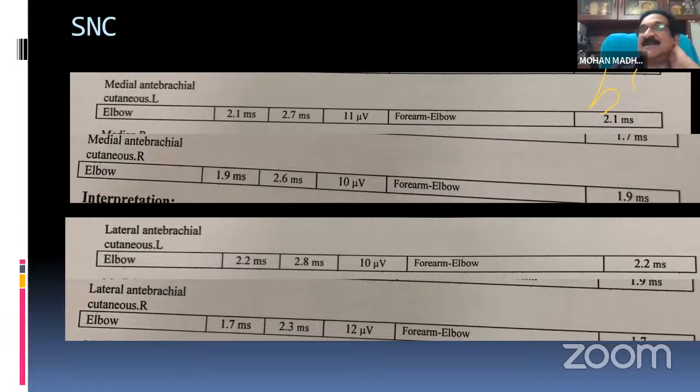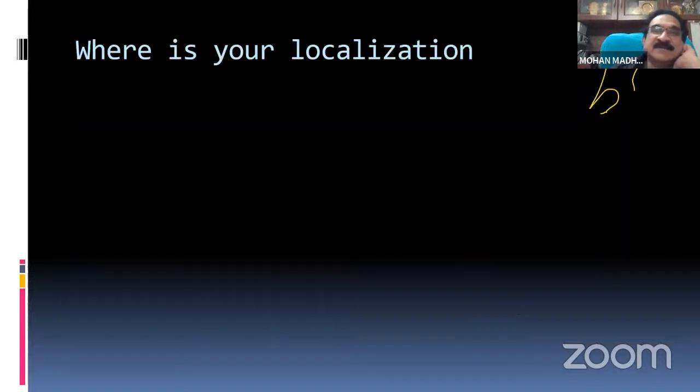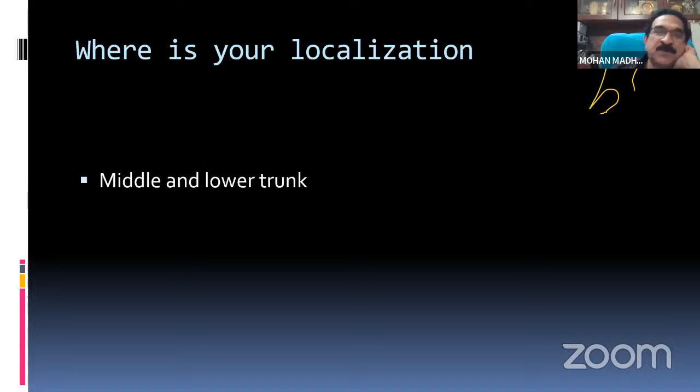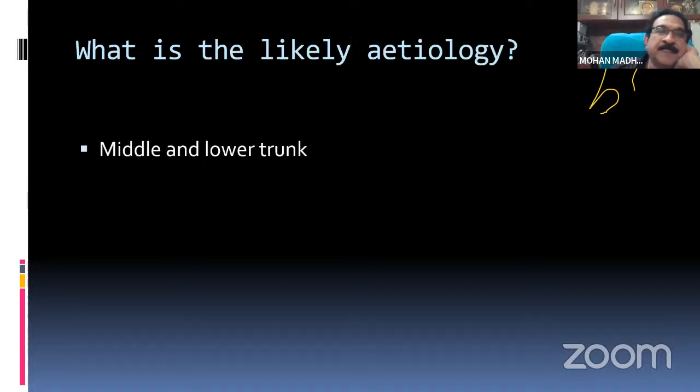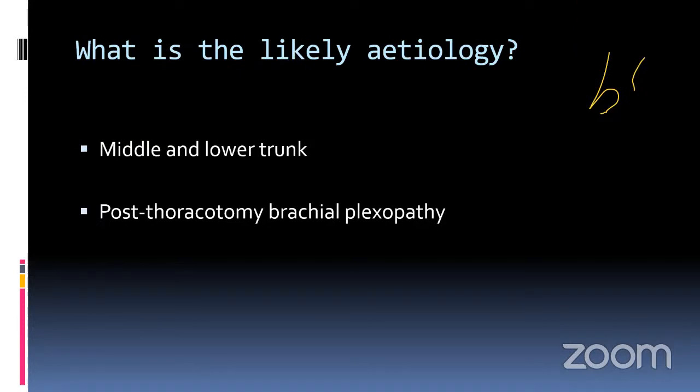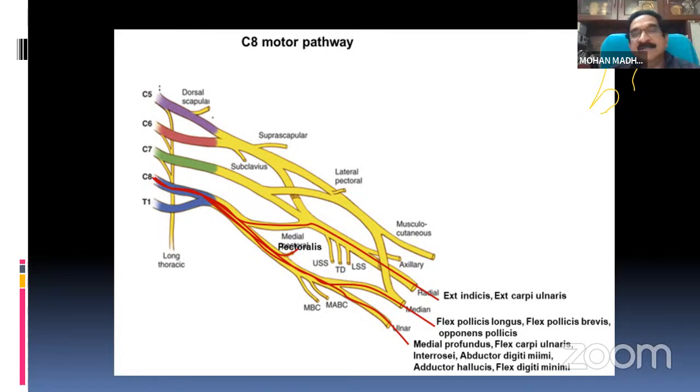So this can occur as you can see, each segment of that lower trunk is affected. I'll come to that. So this is the possibility. What we are excluding is root involvement. Middle and lower trunk, predominantly lower trunk. So what the patient had was, I told you one history I had given you, that he has had a CABG.